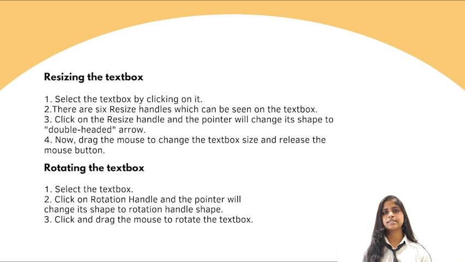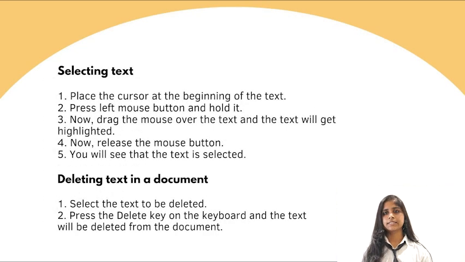Now coming to the next, that is rotating the text box. How we can do this, we will see in the steps. First of all, we have to select the text box. Secondly, we have to click on the rotation handle and the pointer will change its shape to the rotation handle shape. And lastly, we have to click and drag the mouse to rotate the text box. Now selecting text, how we can do this, we will see the steps too.